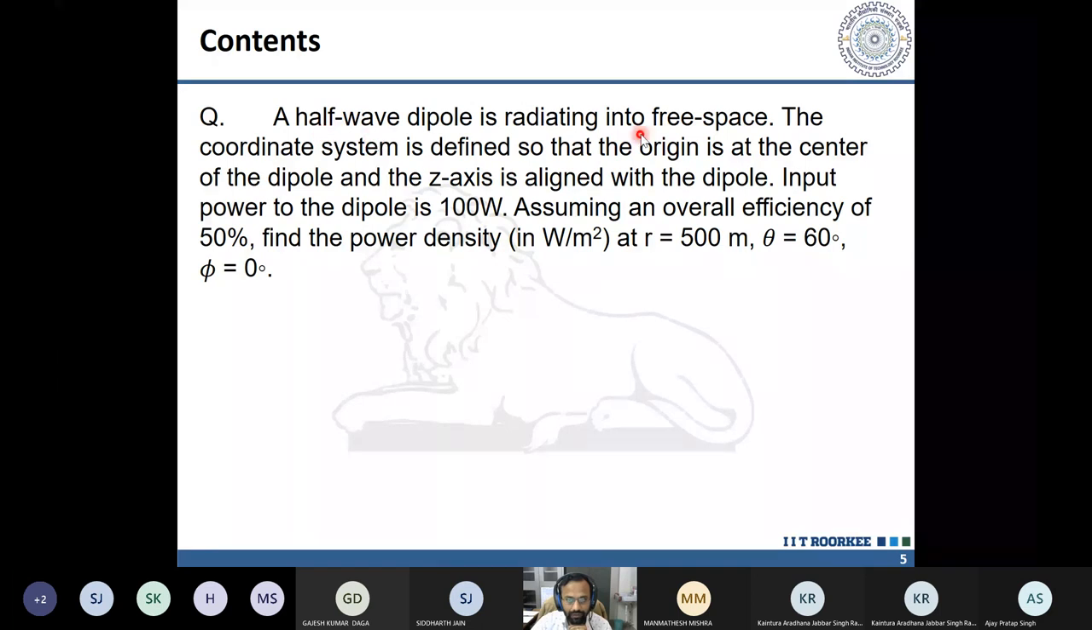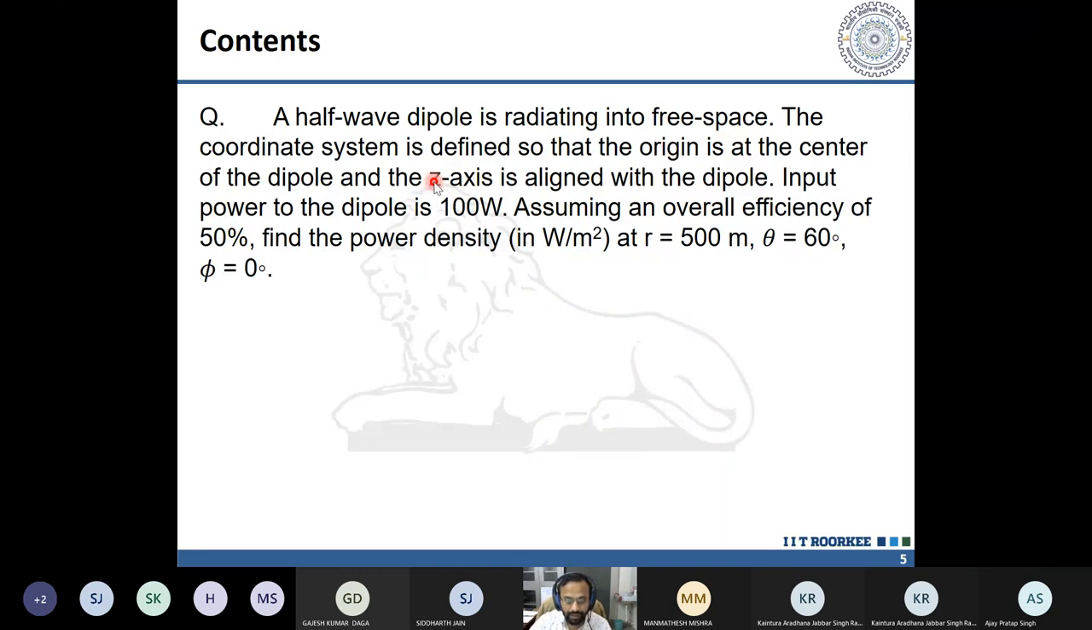The coordinate system is defined so that the origin is at the center of the dipole. This is exactly what we have analyzed, and the z-axis is aligned with the dipole. Sometimes the antenna is oriented along the y-axis or x-axis, and the equations we have calculated you have to recalculate. You have to redo it.